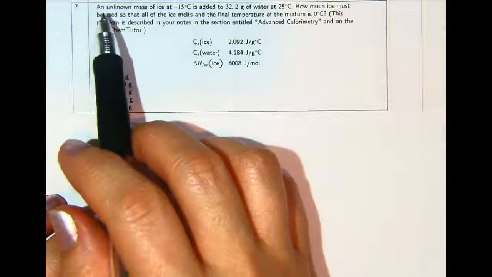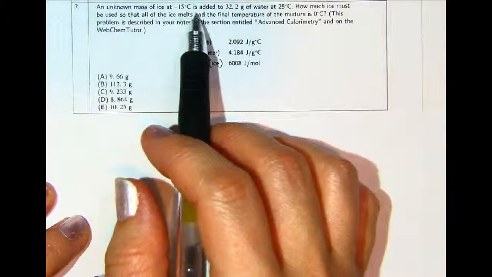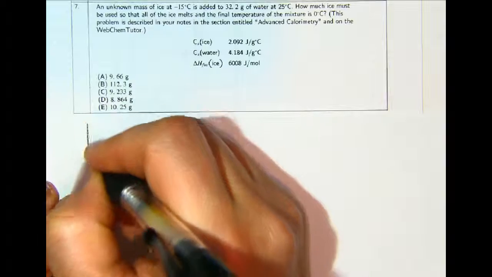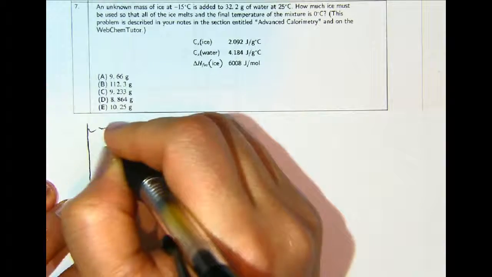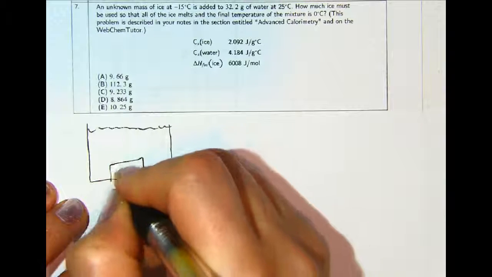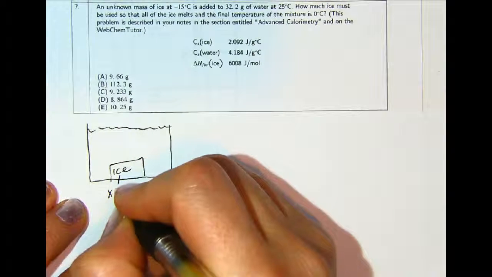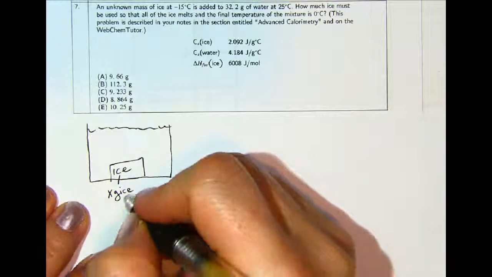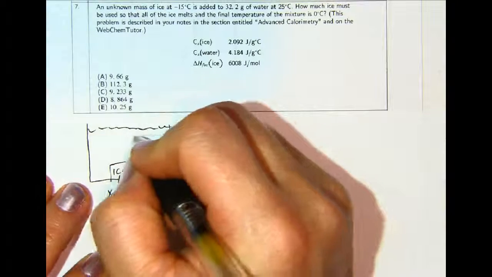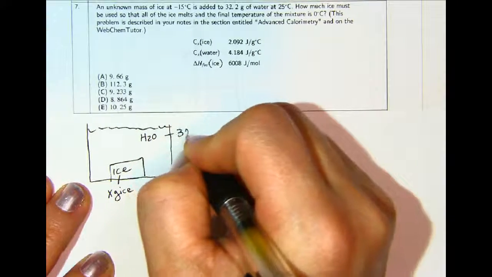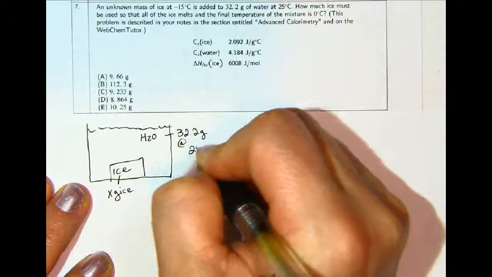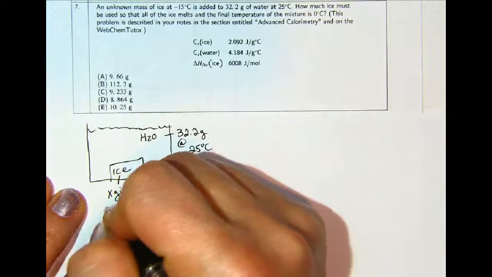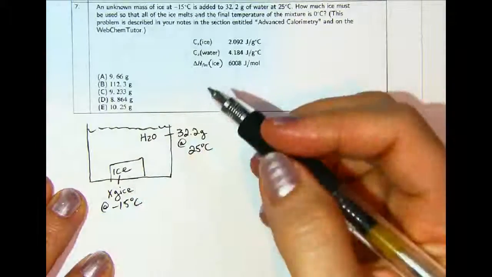Here's problem number 7. An unknown mass of ice at negative 15 degrees is added to 32.2 grams of water at 25 degrees Celsius. So here's what this looks like. You have water and some ice. We do not know the grams of ice, so that's our question mark, X grams of ice. But we do know that here's our water. It is 32.2 grams worth, and it is at 25 degrees Celsius. The ice is at negative 15 degrees Celsius.